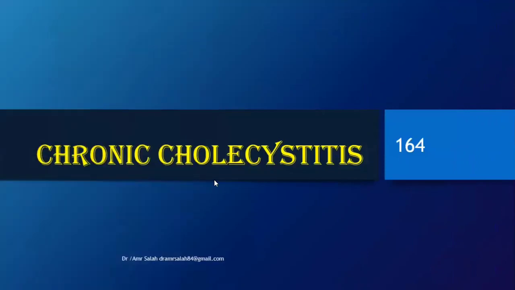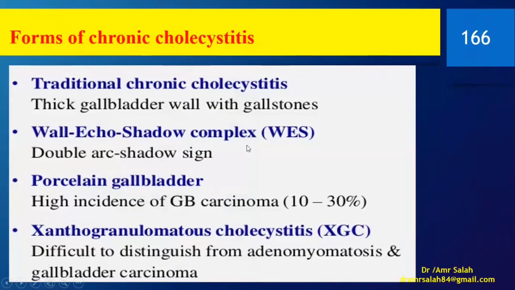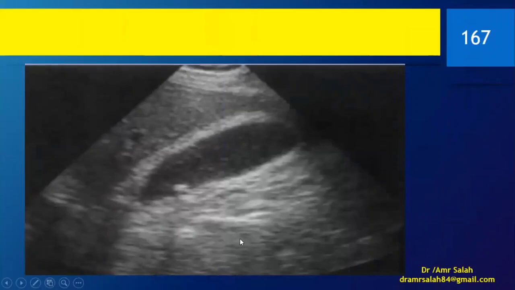What about chronic cholecystitis? When the gallbladder stones cause inflammation of the gallbladder, and it is repetitive, it would cause chronic cholecystitis. How would I see it by the ultrasound? Let's see. First, there is the thick gallbladder wall, uniformly thick and echogenic, as we have seen. But it can also appear as the WES. What is the WES? Wall echo shadow. Another thing, the porcelain gallbladder. But forget about xanthogranulomatous cholecystitis. Most probably you will not encounter it.